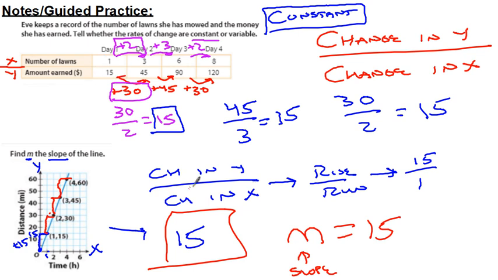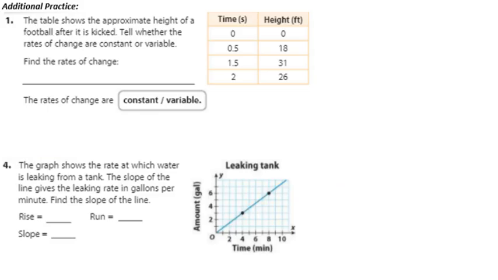So on a graph, it's change in y over change in x. My change in y is how much I am changing going up and down from one perfect point to the next perfect point. Okay, all right. So here we go. Two problems, very similar. We're going to look at these ones, and we are going to tell if the rate of change is constant or variable, and then we're going to find the rate of change.